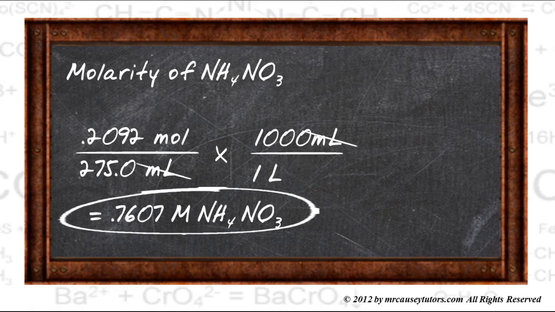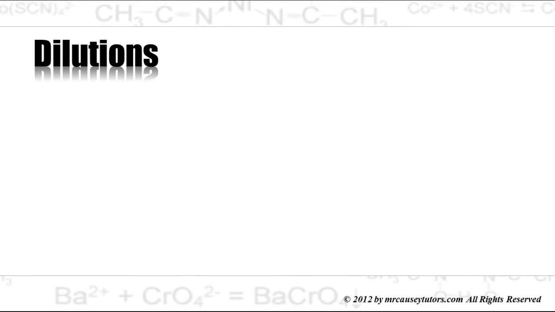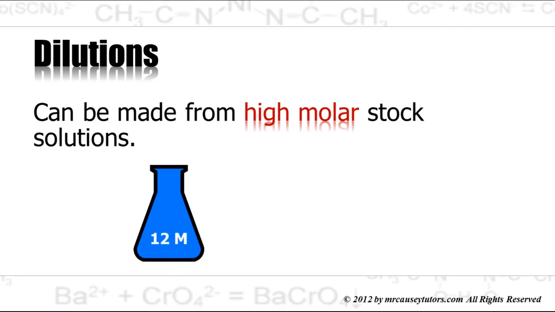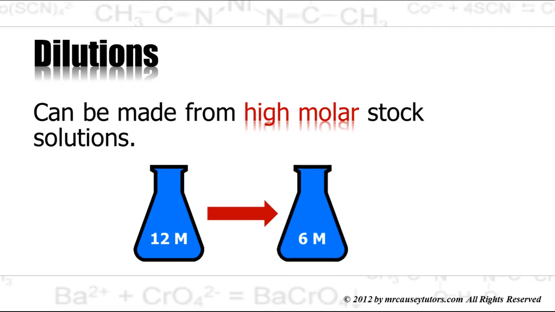0.7607 molar ammonium nitrate. All right. How do we make dilutions? Well, to make dilutions, we take a stock solution that's usually of a high molar concentration, and we just dilute it by adding solvent. But in order to do that, we need to be sure we understand how many moles are in that molar concentration as we add our solvent. So let's look and see here how we can put this together.